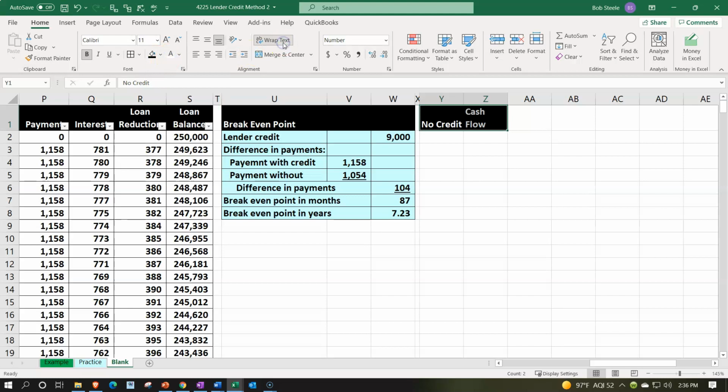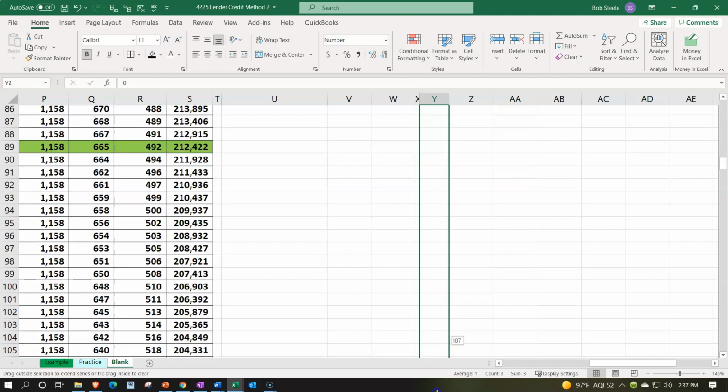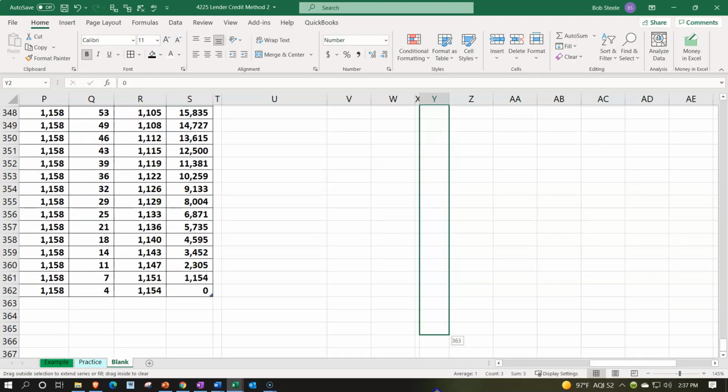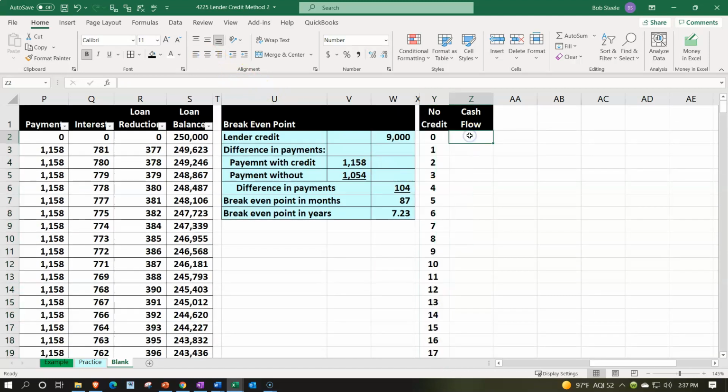Let's put the wrap text on, and let's go ahead and center it. We'll put our payments of 1, 2, and so on. Let's make this a little smaller. This is 0, 1, 2. Bring that on down to the 360 periods. There we have it. Let's center it. And then we're going to have our cash flow.